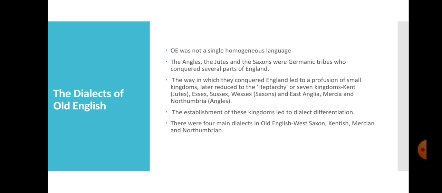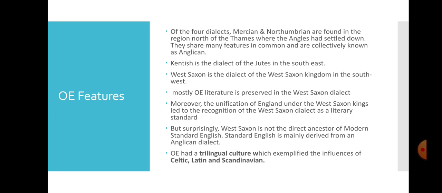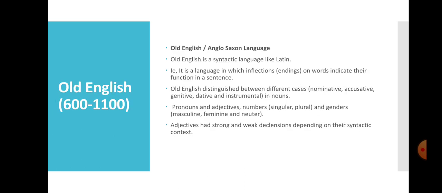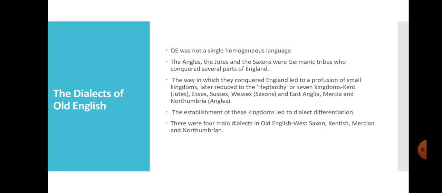Next, the dialects of Old English. What is special about the dialects of Old English? The Anglo-Saxon or Old English language was not a single homogeneous language. Why? The Angles, the Jutes, and the Saxons were the Germanic tribes who conquered several parts of England.